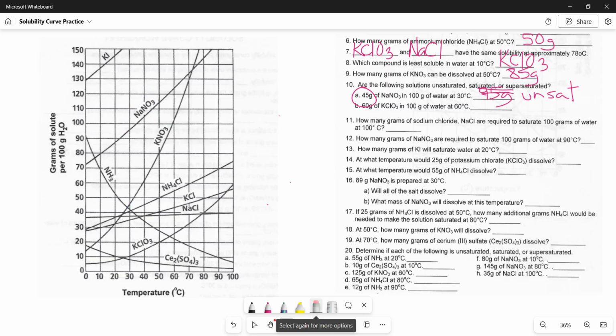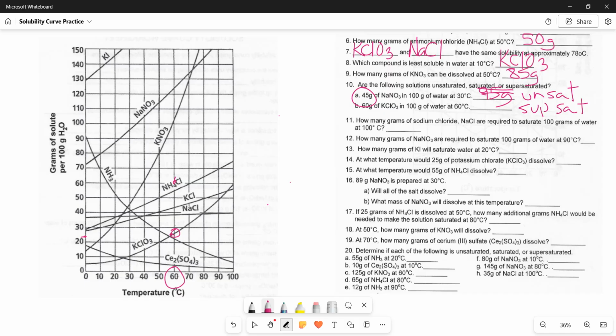If we look at the next one, we have 60 grams of potassium chlorate in 100 grams of water at 60 degrees. So 60 degrees, and we're going to come up to the potassium chlorate, which is right here. And we have 60 grams. Well, this on the line is approximately 23 to 24 grams, but we're going to be at 60, which is way above the line. So this is going to be supersaturated. Okay. All right. So let's go to the next question.